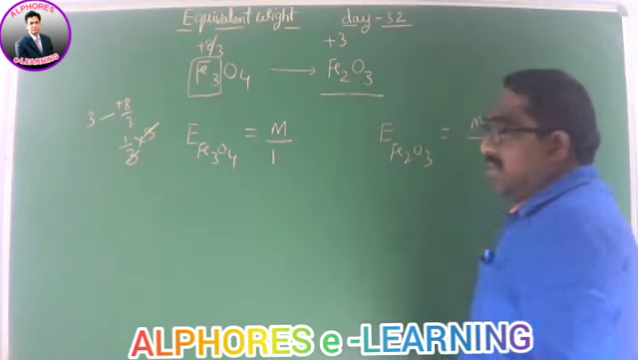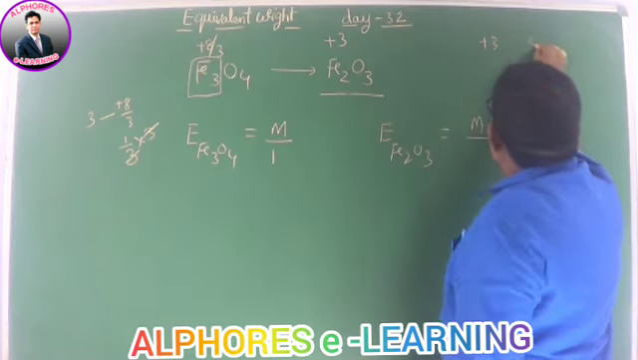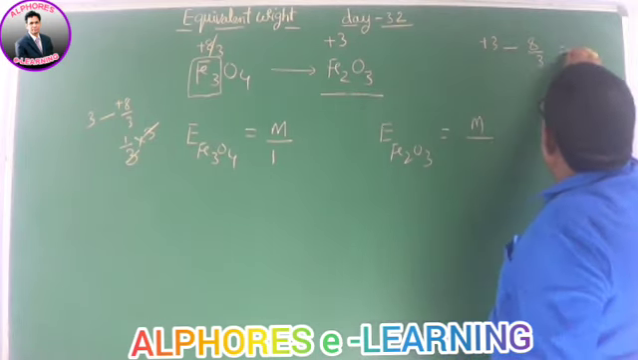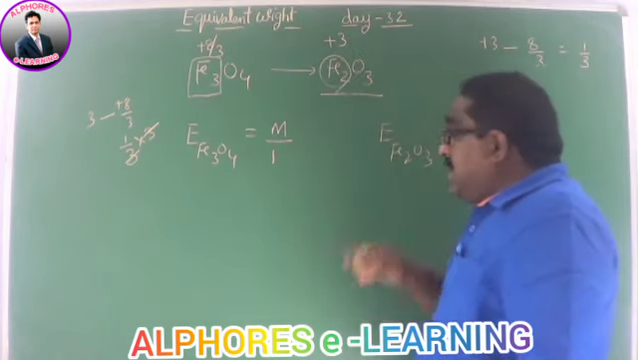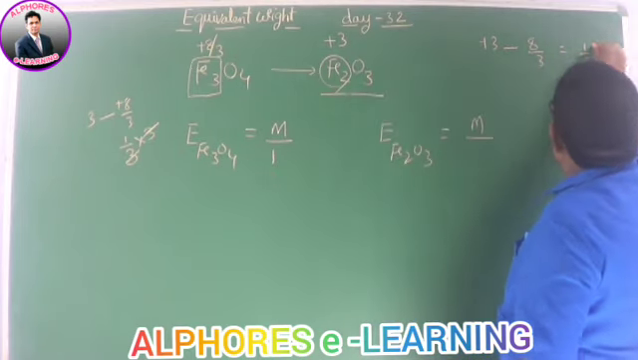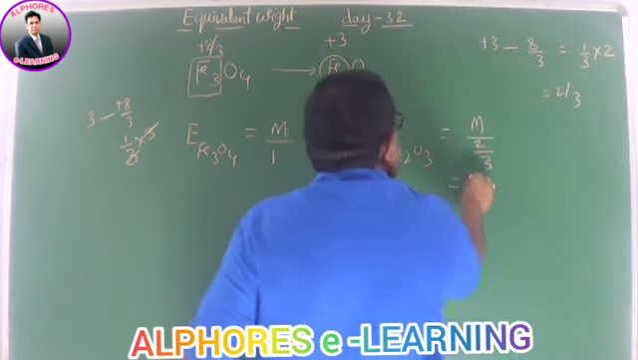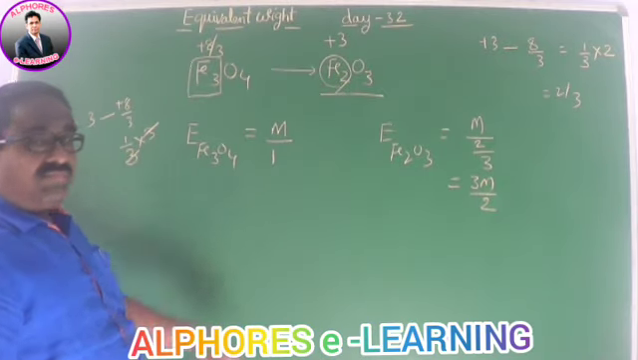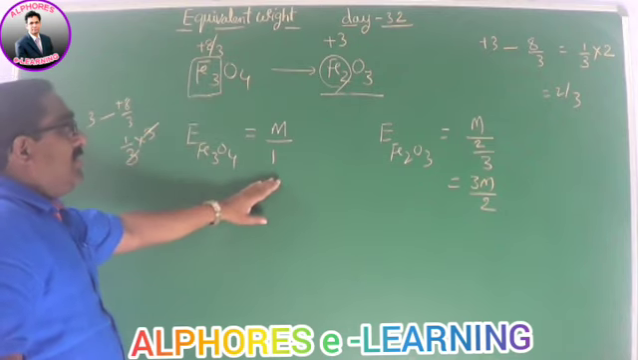Formula mass, we need the N factor. This is plus 3 changing into 8/3. The change is as usual 1/3, but how many such irons are there if you consider this as reactant? 2 such irons, so you should multiply this with 2. So the N factor here is 2/3, so the answer is 3M/2. See, the N factor for Fe3O4 is 1.